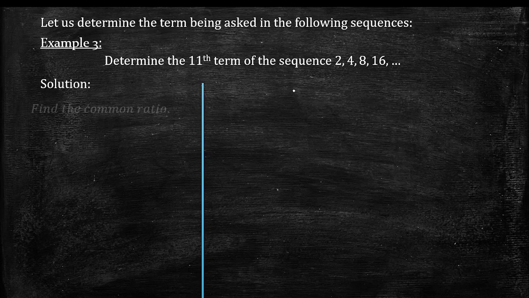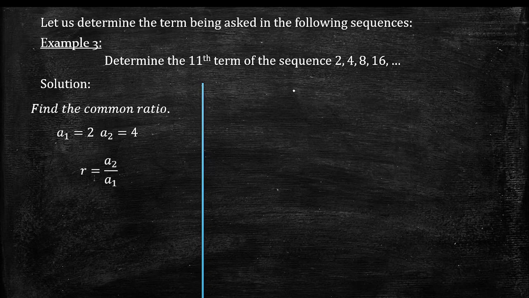Solution. First, in order to apply the formula from earlier, we first find the common ratio. For finding the common ratio, you are free to choose which of the two terms you will use, as long as they are a succeeding term and a previous term. The terms we use must be consecutive. In my solution for example 3, I chose the first term and the second term. So a sub 1 is equal to 2, and a sub 2 is equal to 4.